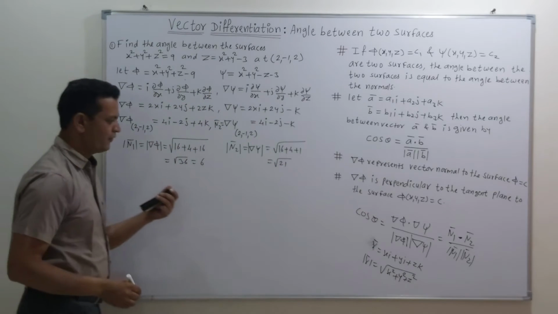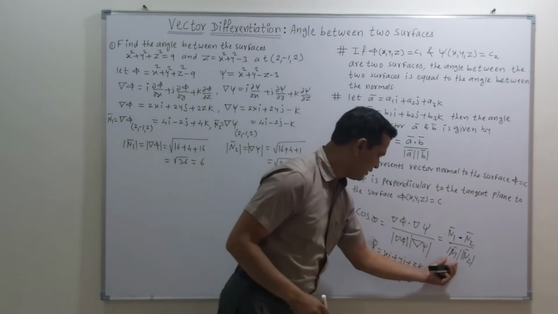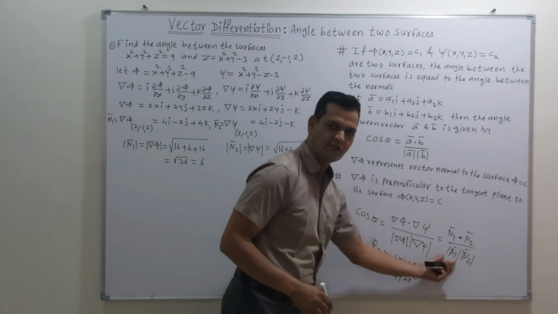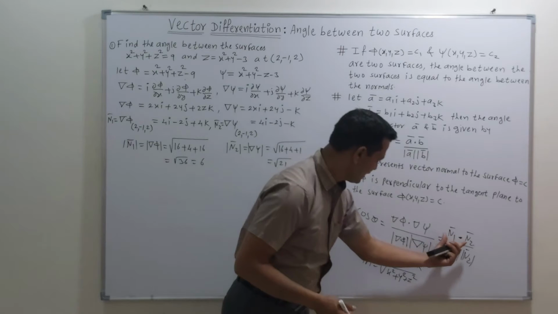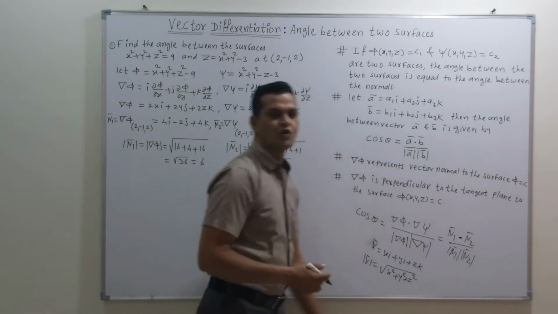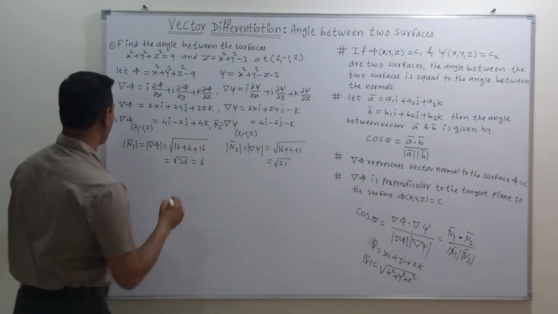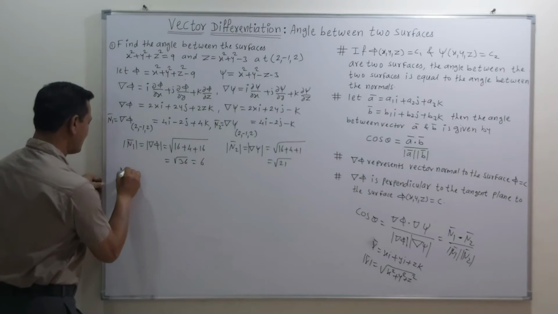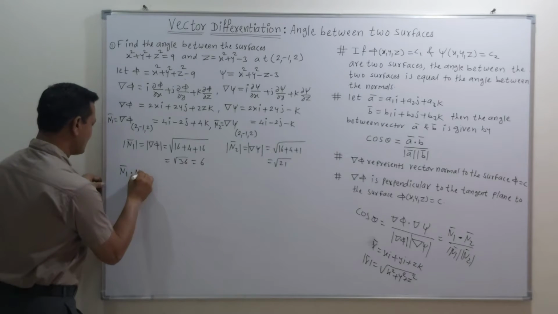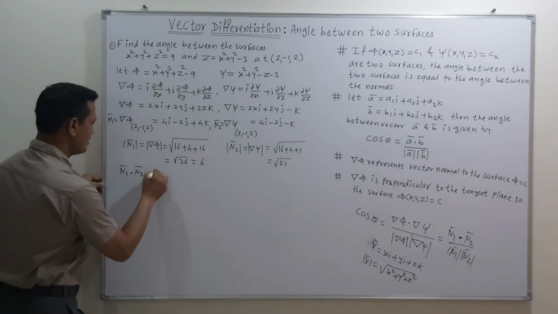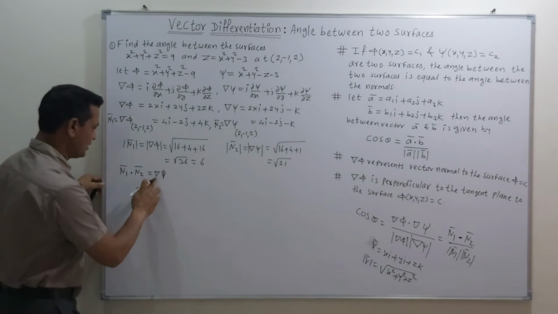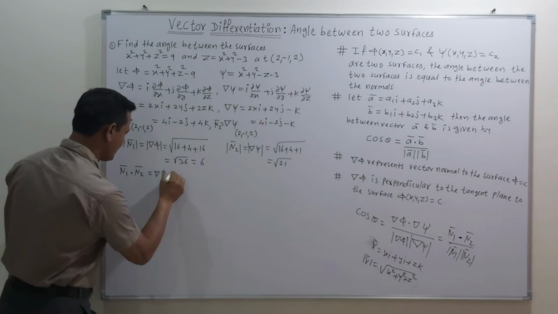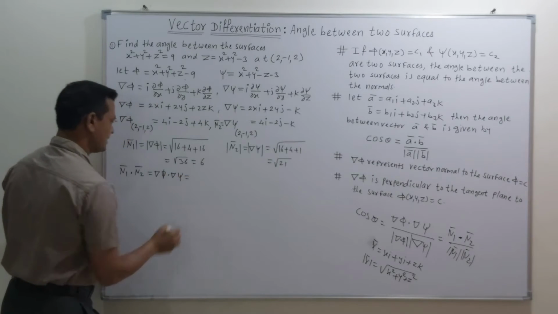So now friends, here we get the value of the denominator: the magnitude of the first normal to the surface and the magnitude of the second normal to the surface. Next, we find the dot product between the normals to the surface. So if we find the dot product n1 bar dot n2, this is the dot product of the normal to the first surface with the normal to the second surface.